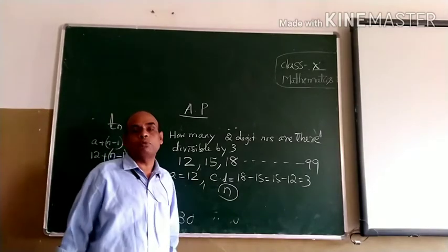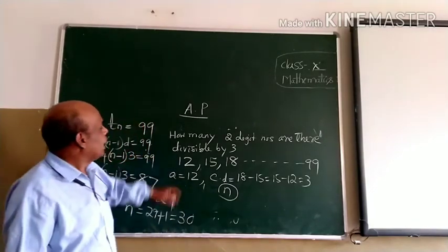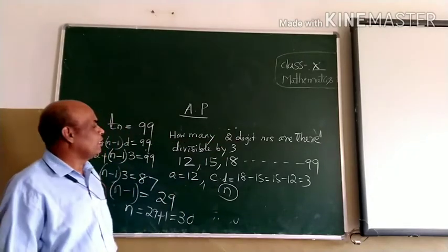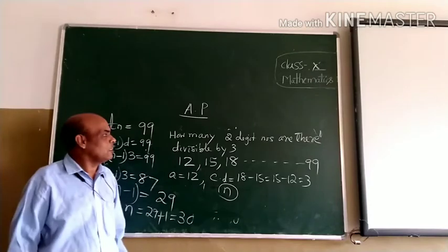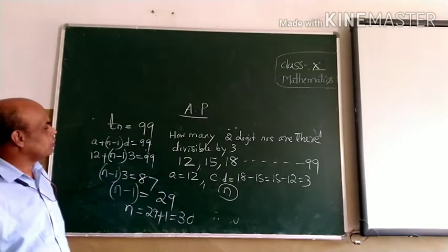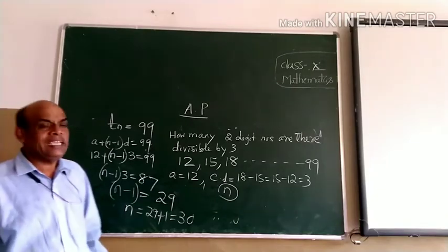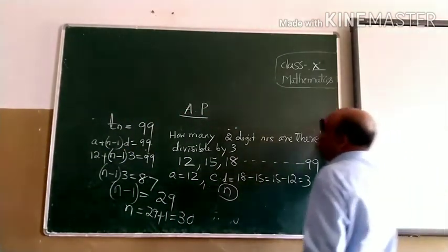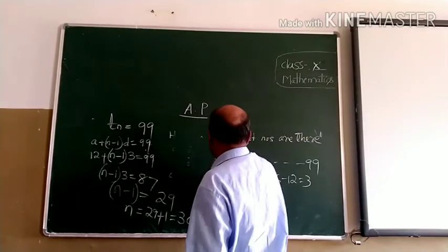Suppose I give you the same type of question. Another question I may write: how many two-digit numbers are there divisible by 5? So we may write it this way. What will be the sequence?